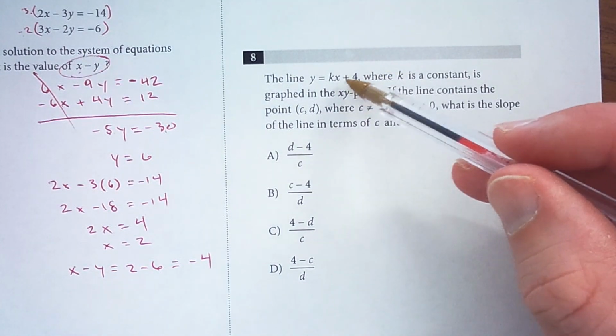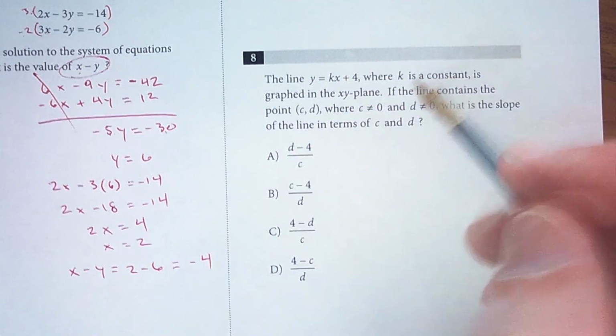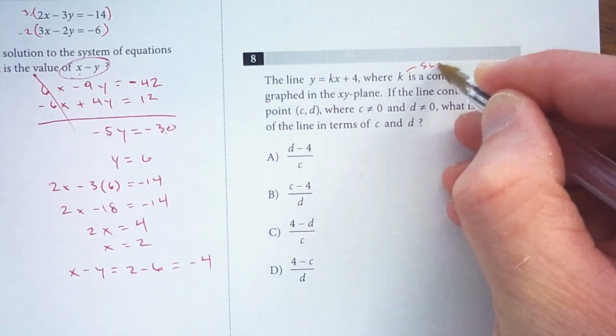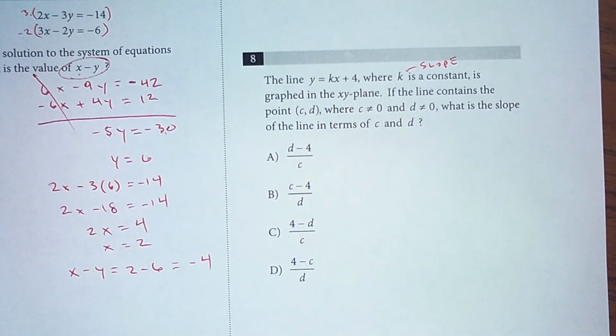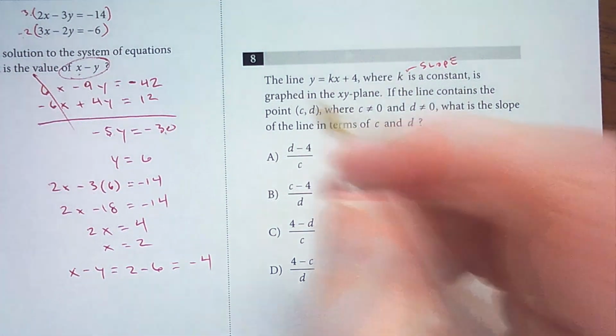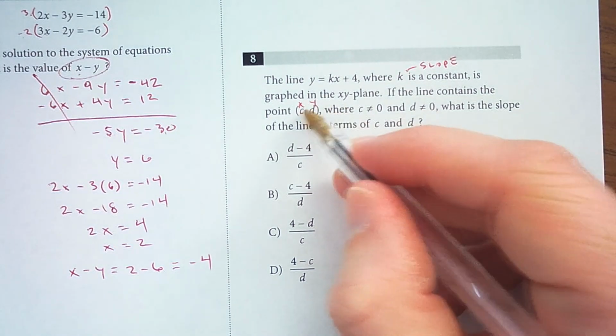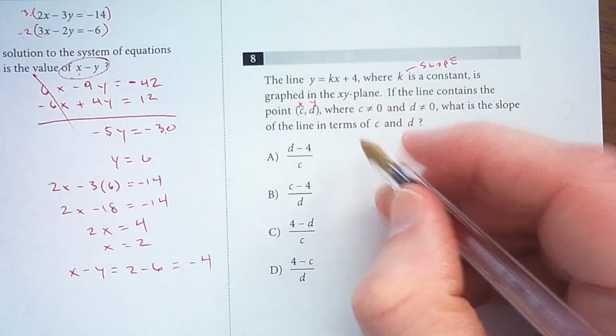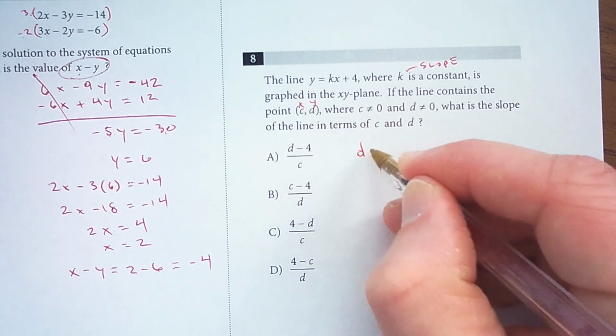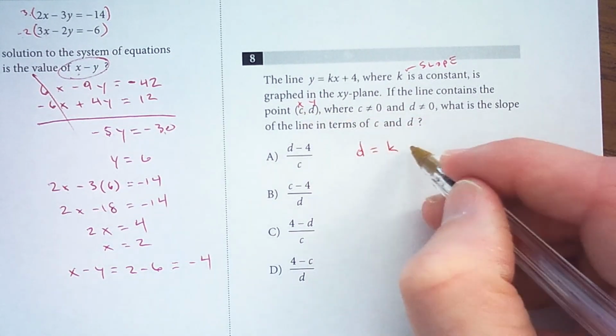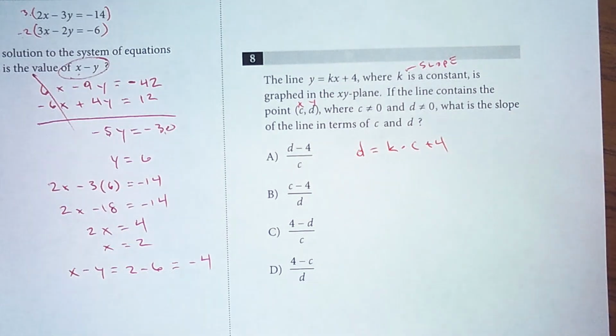The line y equals kx plus 4, where k is a constant, and that k is the slope of the line, is graphed in the xy plane. If the line contains the point C, D, so there's an x and a y, where C and D are both not 0, what is the slope of the line in terms of C and D? Okay, so I can plug C and D into this equation. Y is D equals k times x, and x is C, plus 4.